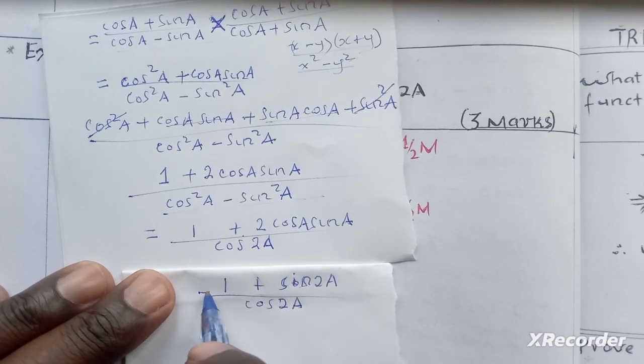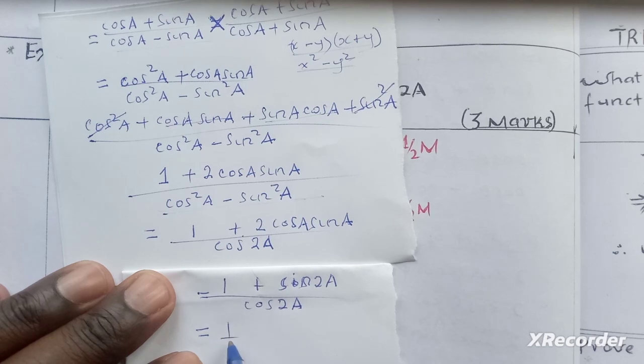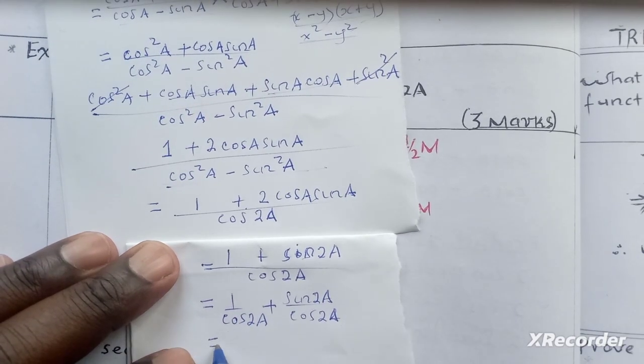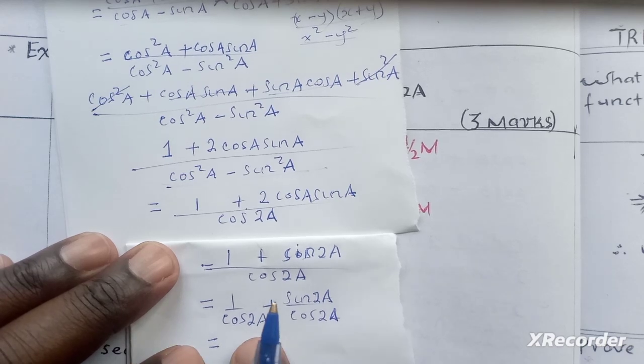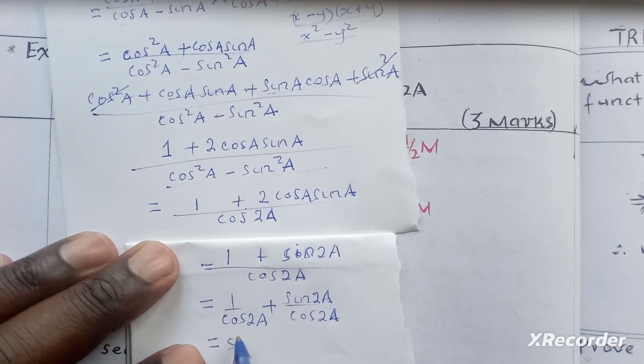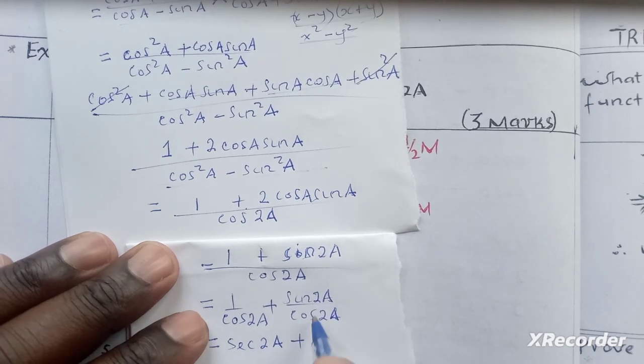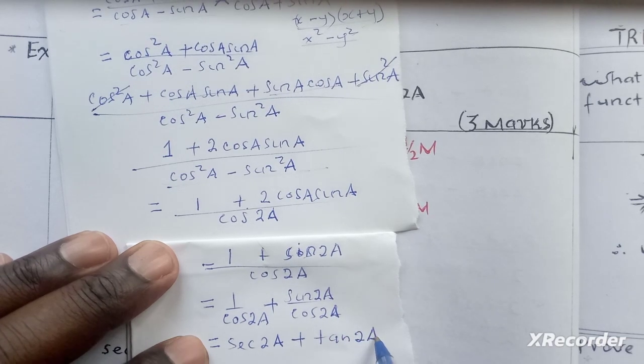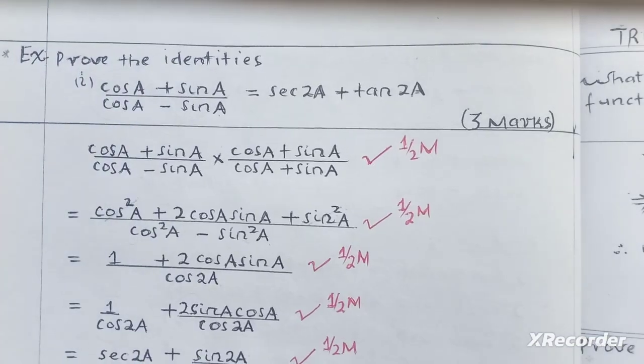So this one eventually it will be 1. You can separate both of them, cos 2A plus sin 2A all over cos 2A. So this one will give us, this one is the reciprocal of cos, so it will be sec 2A plus, this one is tan 2A. And so that's how you are going to be able to do that.